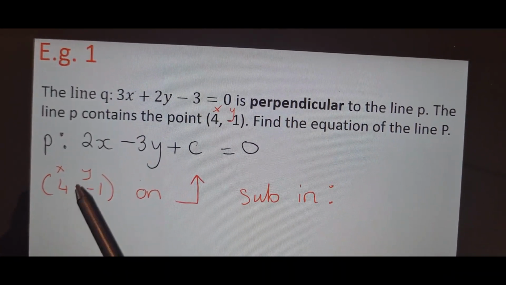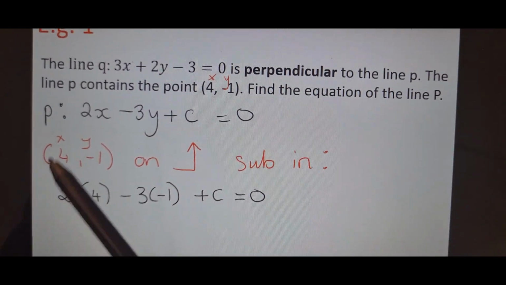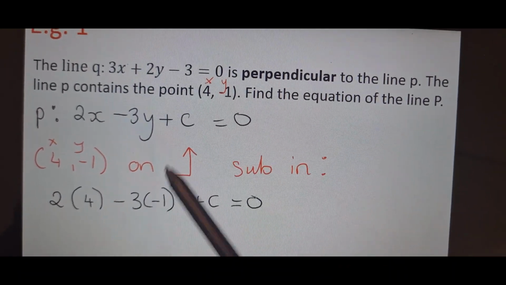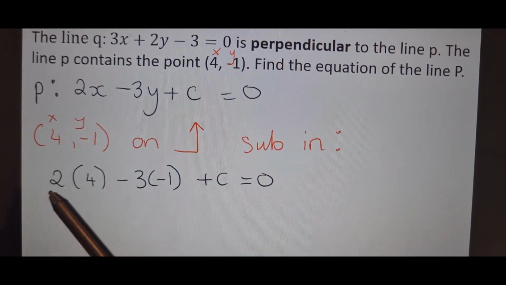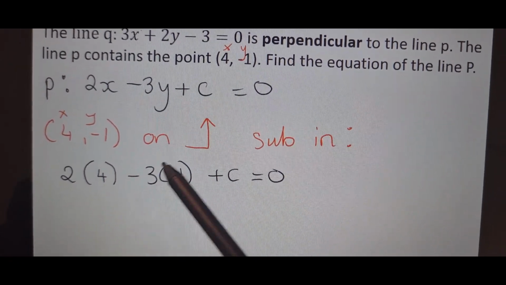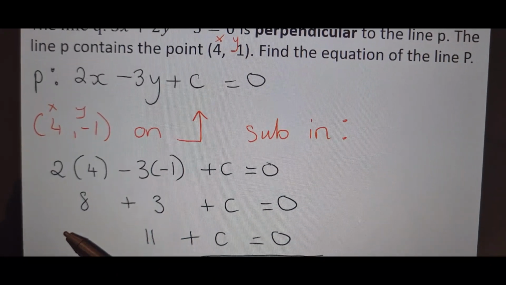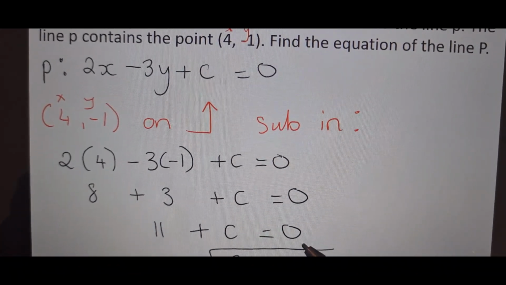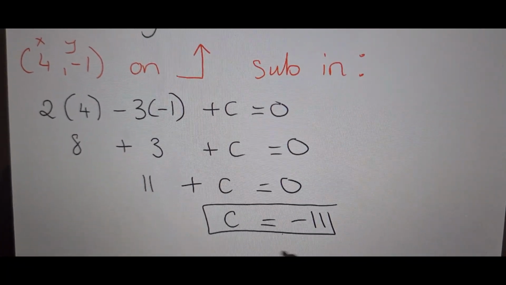So x is 4 and y is -1. When you sub in, you must use brackets. So it's going to be 2 times 4 minus 3 times -1 plus the constant c is equal to 0. So now just start to work that out. 2 4s are 8, -3 multiplied by -1 is +3, plus your c equals 0. Group your like terms. 8 plus 3 is 11. 11 plus c is now equal to 0. Bring the 11 over and subtract it, and you'll get c is equal to -11.